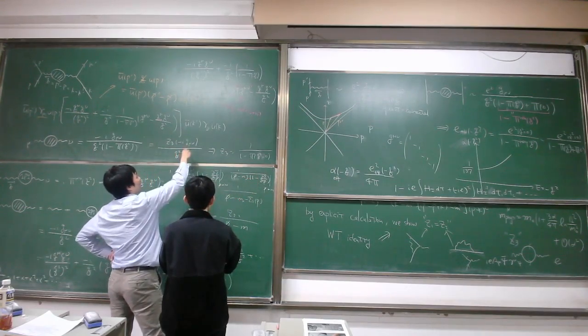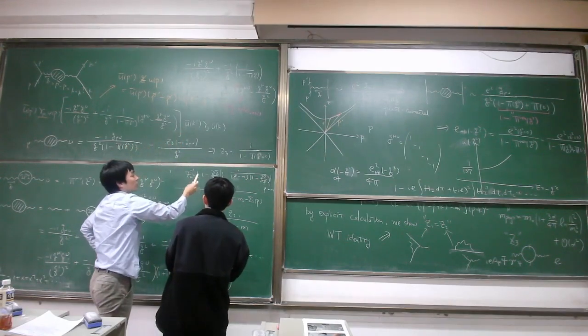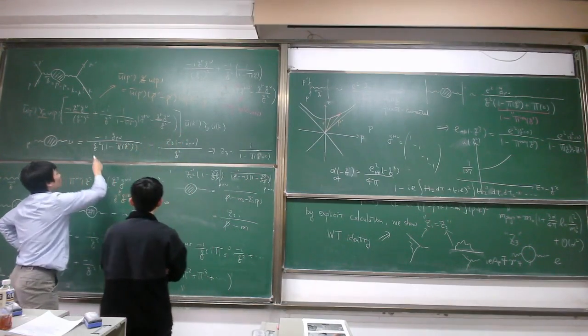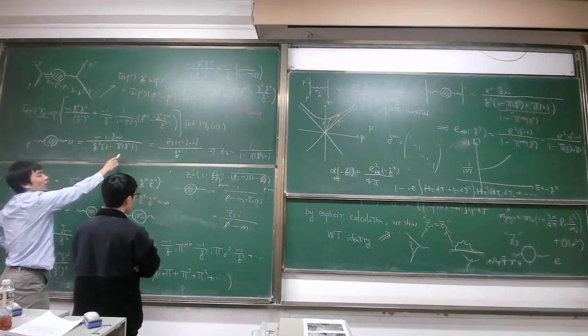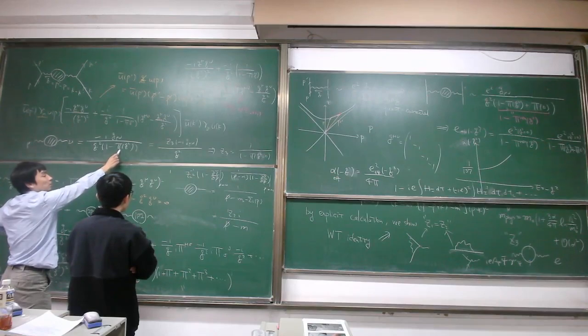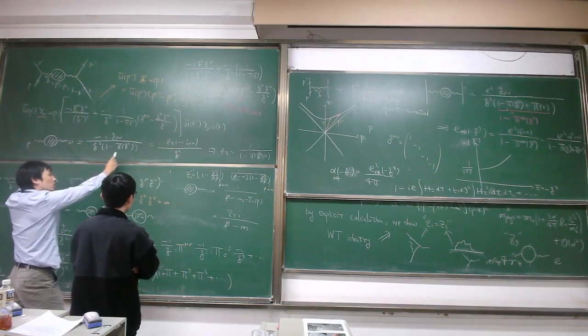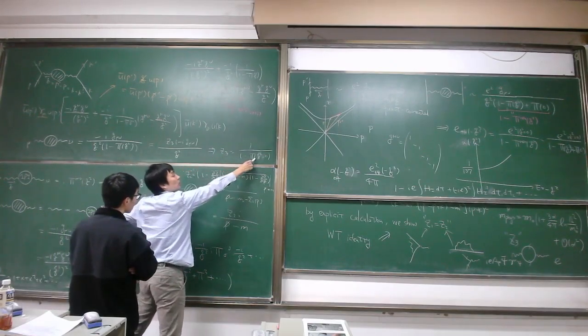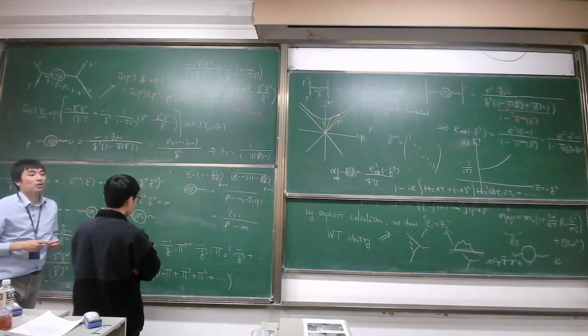So therefore, we have to take the residue of this propagator, which is really the Q squared. So the residue does not change in this process. So this doesn't have another pole. So therefore, D3 should be the residue. That's why you have to put the Q squared.